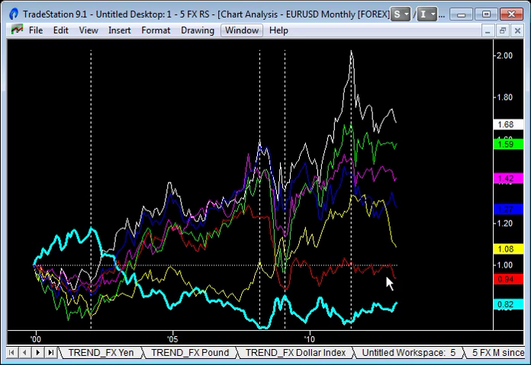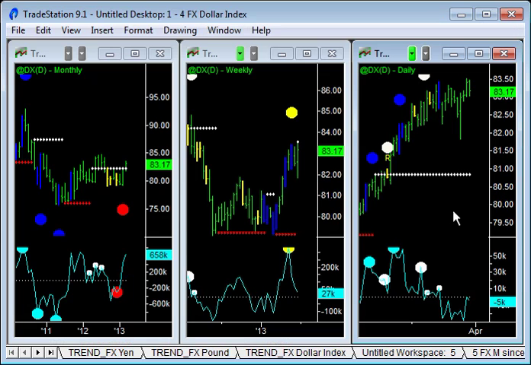So if this starts to break significantly the other way, and all of a sudden these currencies start to move in entirely the opposite directions, we could be seeing a secular type move in the trends of the dollar index.